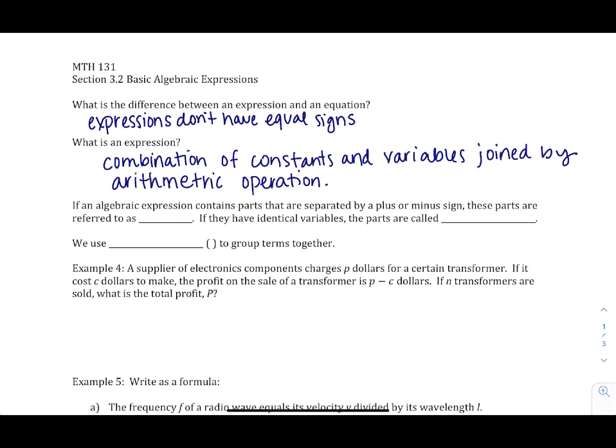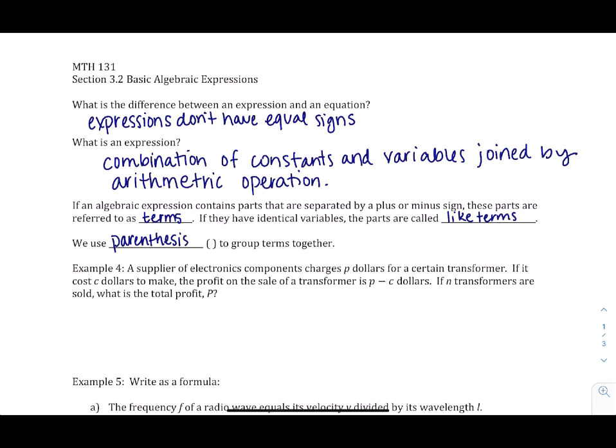So when you look at an expression, if you have different parts that are separated by a plus or a minus sign, we're going to consider these as terms. If the terms have identical variables, then we would call these like terms. Sometimes we need to group together some terms, and we're going to use parentheses in order to group these terms together.